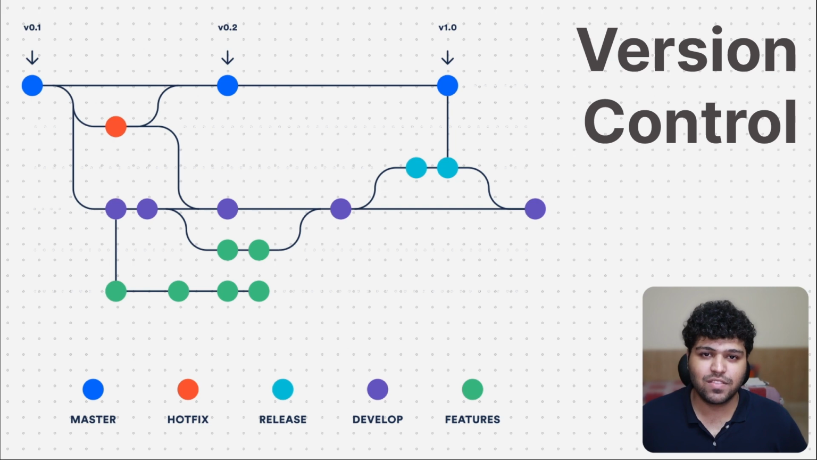So let's get started. Before we jump into GitHub, let's quickly cover the basics of version control. Version control helps us to track the changes of our code over time, allows us to collaborate seamlessly, and also makes it possible to revert to previous states if needed.